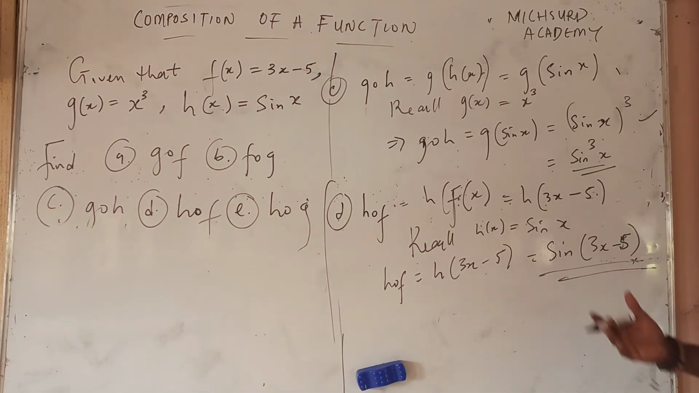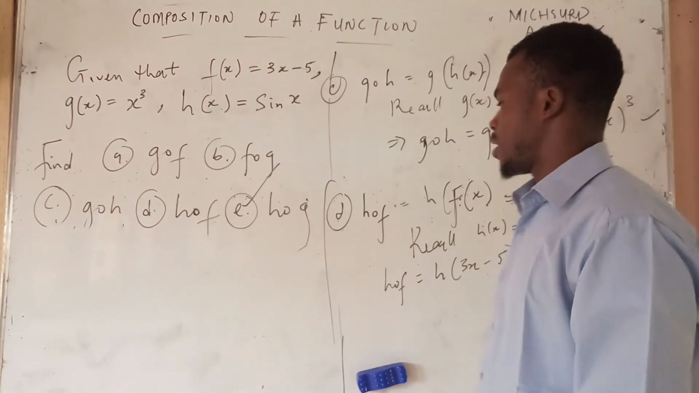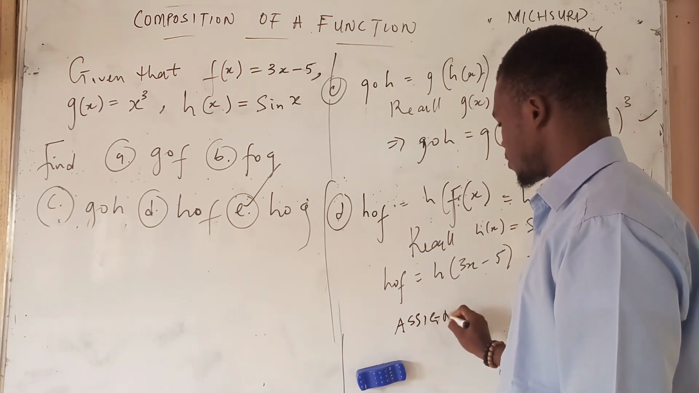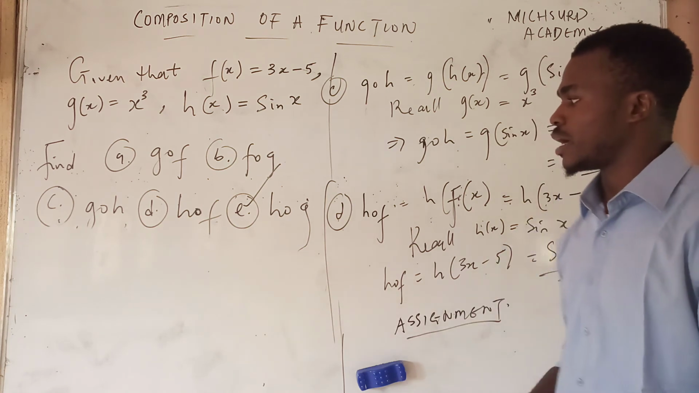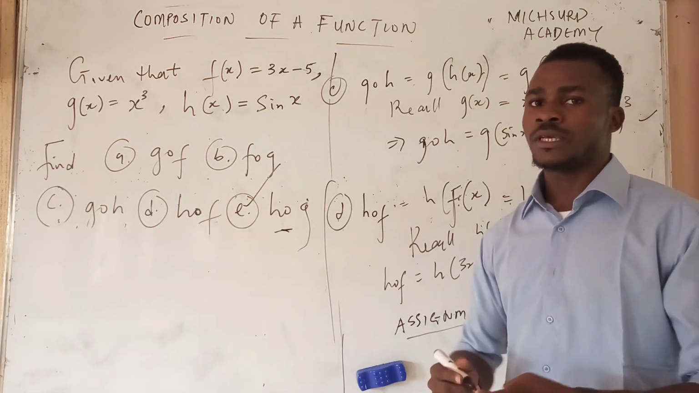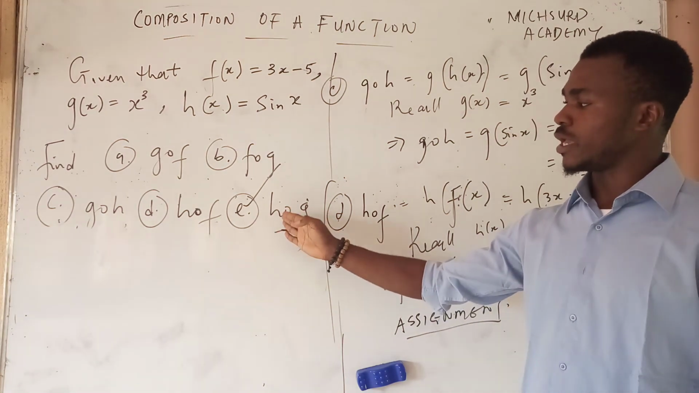So you can compose as many as you want. This one here, I think we should take as our assignment. I would like you to comment and tell me your answer for this. Comment in the comment box there. Tell us what you have for the h of g.